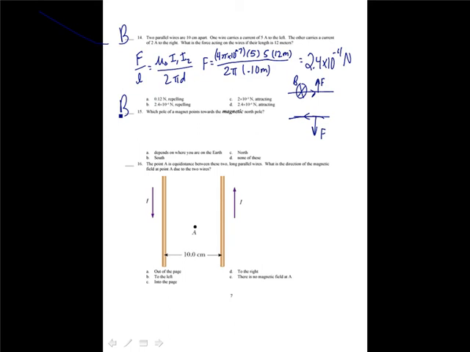The point A is equidistant between these two long parallel wires. What is the direction of the magnetic field at point A due to the two wires? Well, let's take this first wire first. The magnetic field at point A is out of the page. And then for this wire, the one on the right, the magnetic field at point A is also out of the page. So those two vectors add up to give you a net vector that is out of the page. That's number 16.